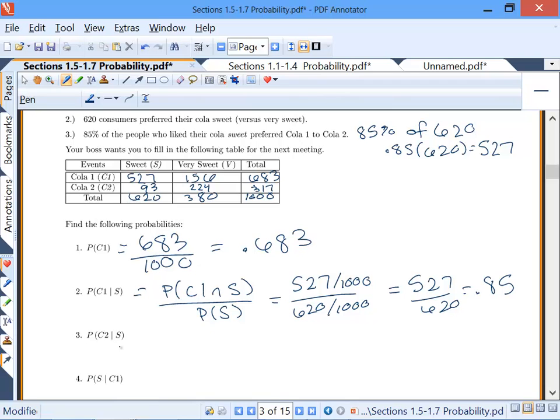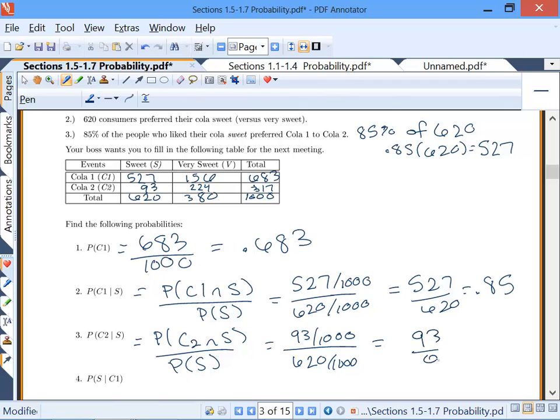So the probability that they like cola 2, if we already know they like sweet stuff. Let's actually write it out just for practice. So cola 2, if we know they like sweet stuff, so this is C2 and sweet over the probability of sweet. The probability of the intersection, the people up there that like cola 2 and sweet stuff, is 93 out of 1,000. And the probability of sweet stuff, the total sweet stuff, is 620 out of 1,000. So we're at 93 over 620. So 0.15. Okay. What do you notice here about 0.85 plus 0.15? They add up to 1.